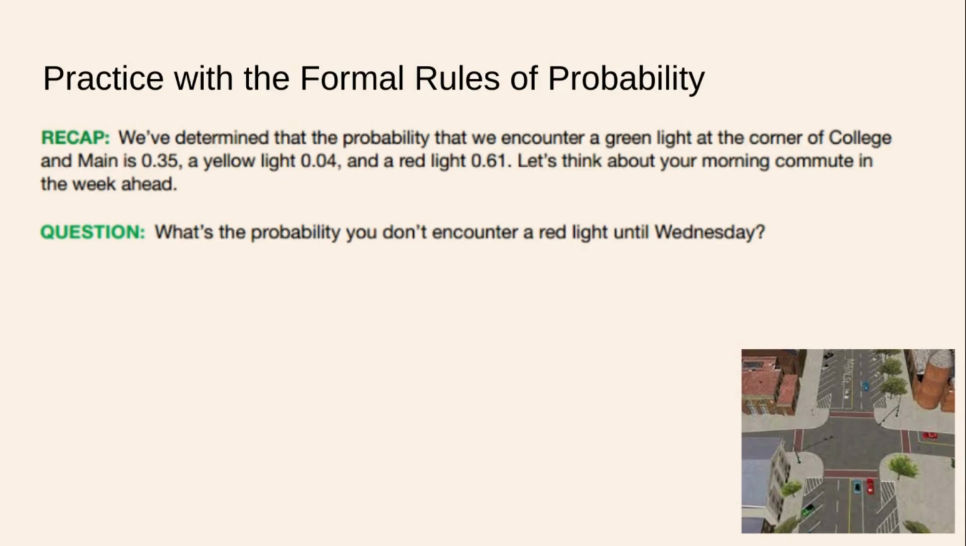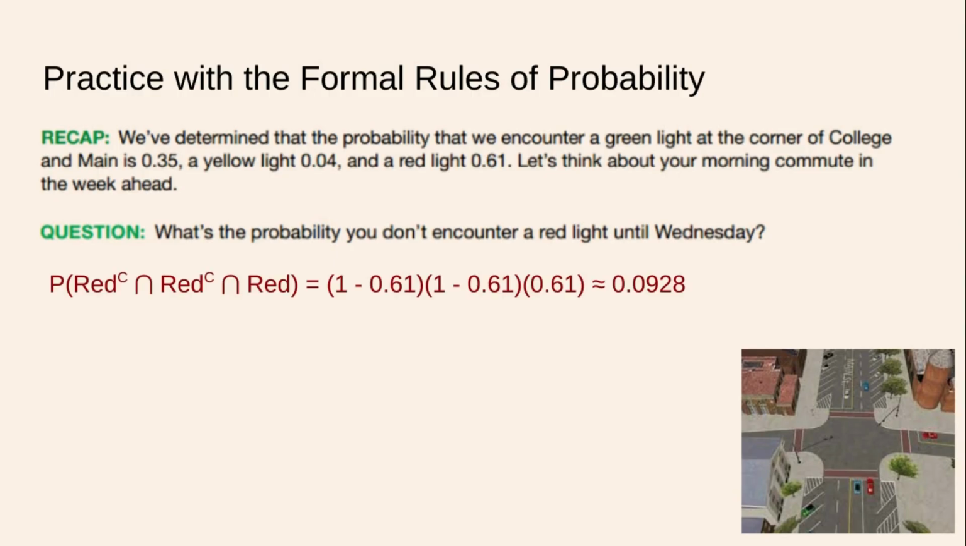Now here's an even more interesting problem, same scenario as before, but different question. What's the probability you don't encounter a red light until Wednesday? This one's a little tricky. Think about how you would set this up using independence and the multiplication rule. Pause the video, give it a go, and check your answer against mine. Okay, I'll assume you're ready to continue.